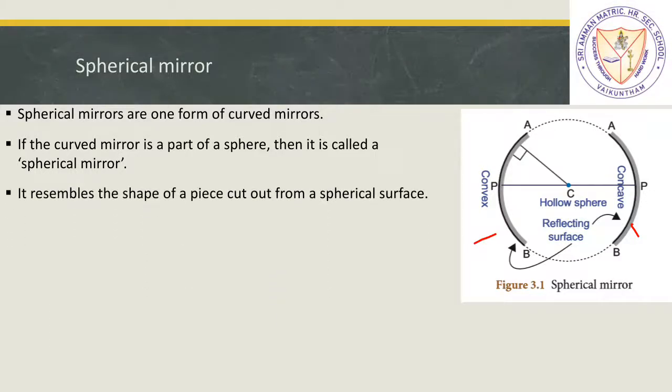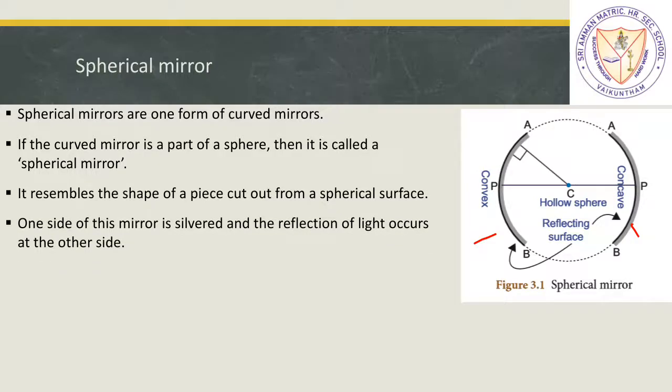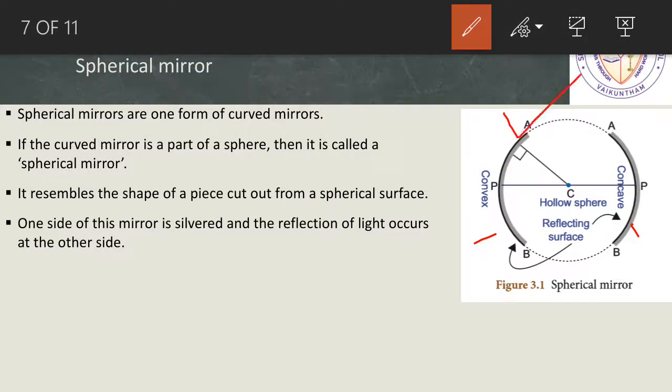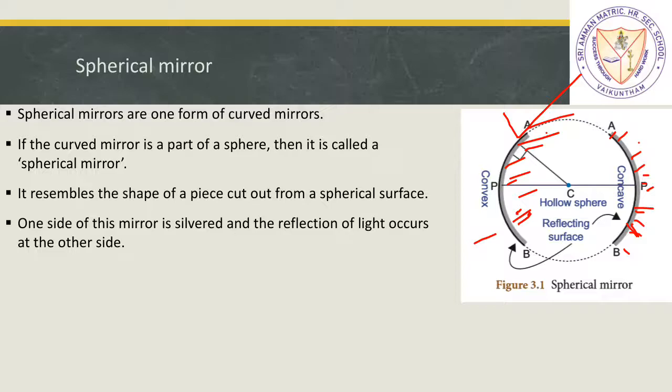It resembles the shape of a piece cut out from a spherical surface. One side of this mirror is silvered and the reflection of light occurs at the other side. See, the inside part, the AB, this one, the inside part is the shaded or coated part. This inside part is coated with silver or aluminium. Here this is coated. So one side, either inside or outside, any one of two sides will be coated with silver or aluminium. On the one side that is coated, and on the other side the reflection phenomenon will take place.